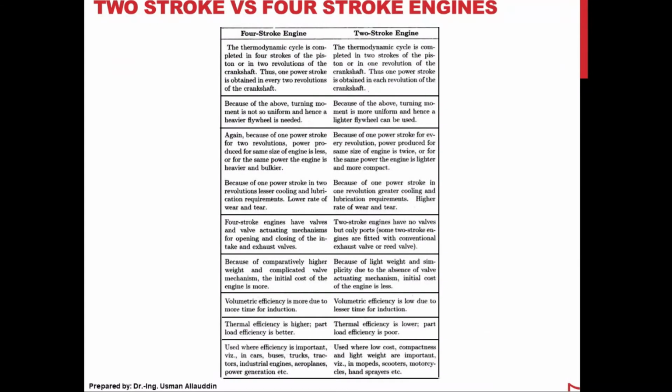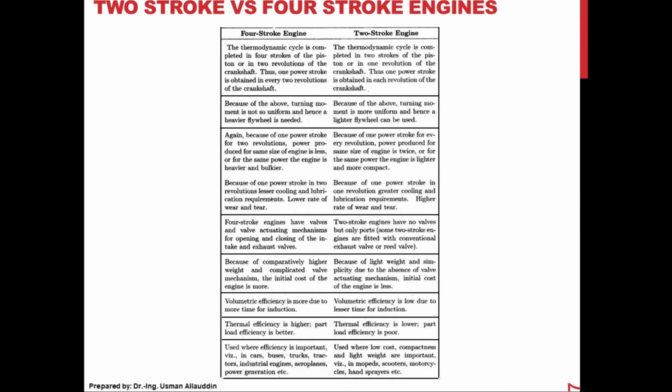Okay, so now let's discuss the comparison of four-stroke and two-stroke engines. The main difference is that the thermodynamic cycle is completed in four strokes of the piston, or in two revolutions of the crankshaft. Thus one power stroke is obtained in every two revolutions of the crankshaft. This is the most important difference between two-stroke and four-stroke.